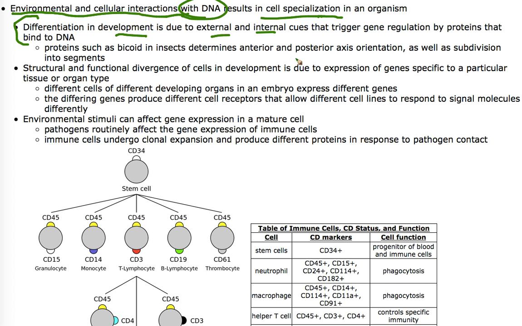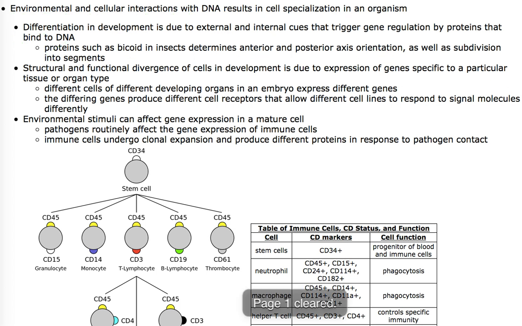Once a body is built, the genes are shut down, and then housekeeping genes and differentiation genes are responsible for making the organism work. So in insects, a protein known as bicoid, if you remember, helps to determine the anterior and posterior axis. Bicoid is one of the homeotic genes of an insect. It helps the insect body divide into segments.